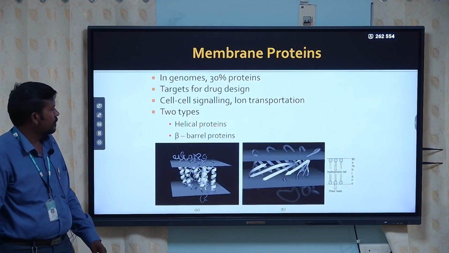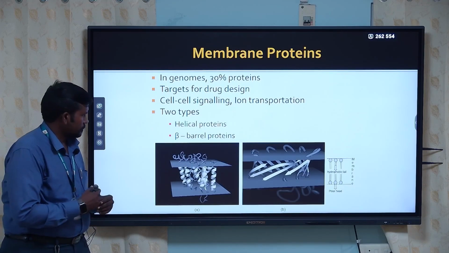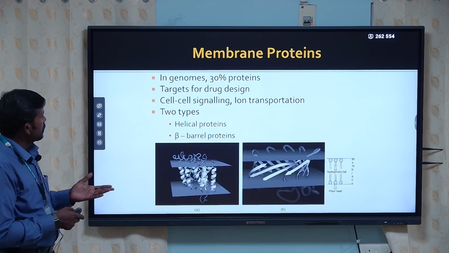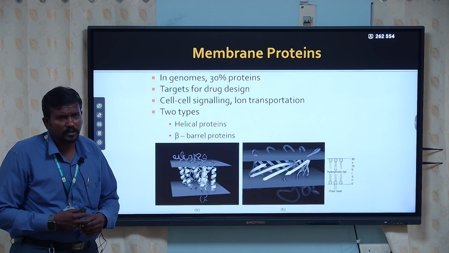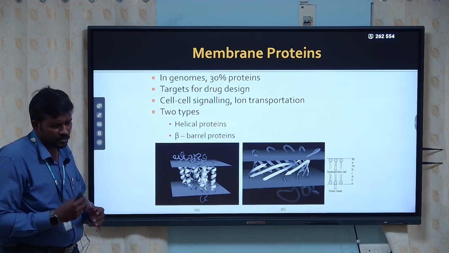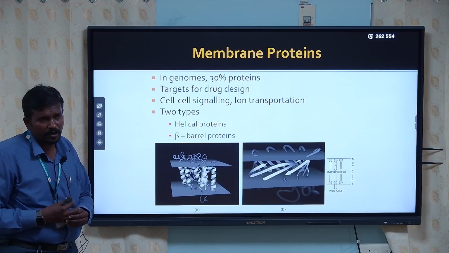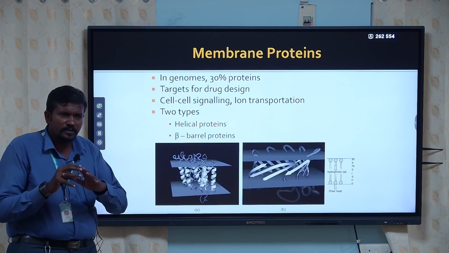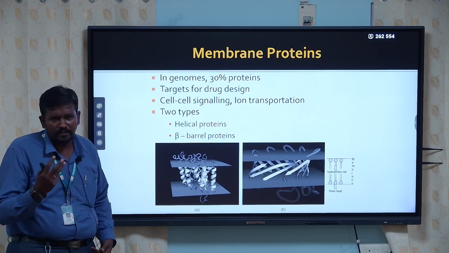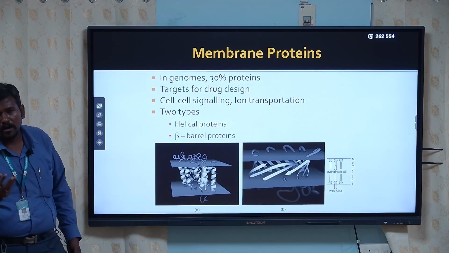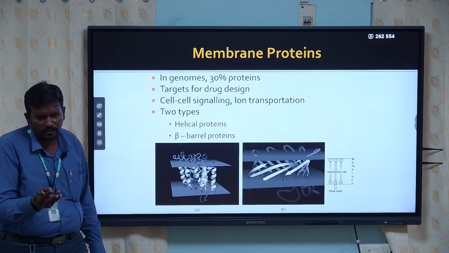The last one is the membrane proteins. In genomes, about 30% of the proteins are membrane proteins. They are very important proteins in our body and can be targets for drug design, because these proteins are always present on the surface of the cell. They are involved in the activation and deactivation of any molecule or cell. For example, EGFR and G protein coupled receptors.